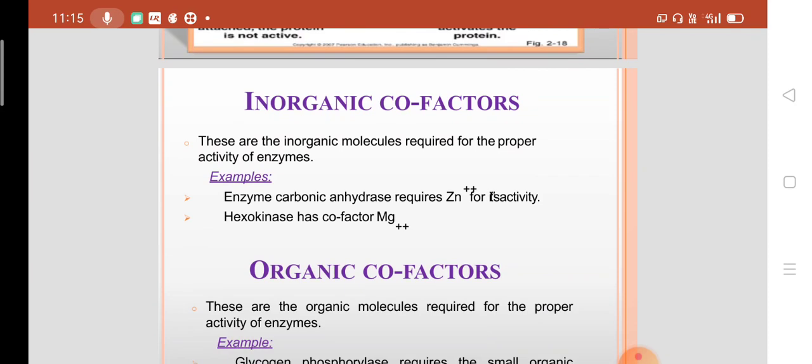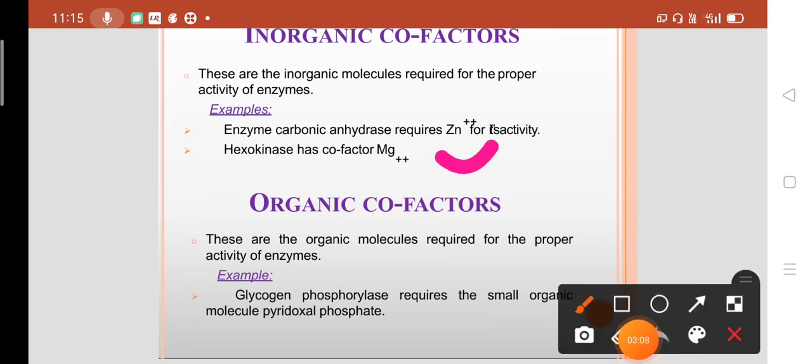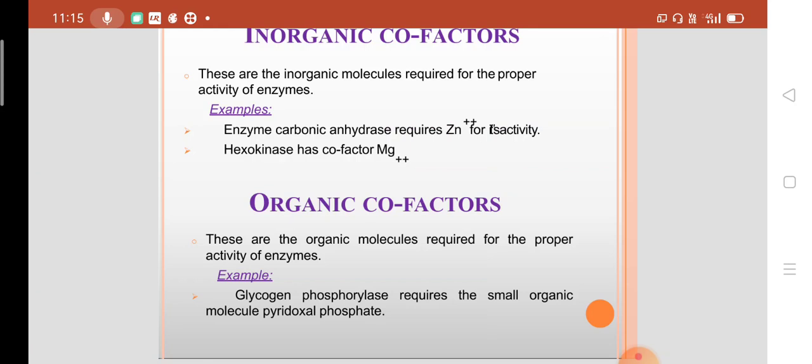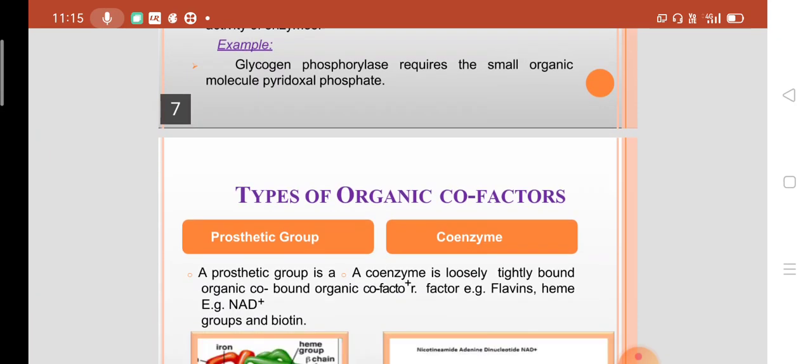Now, inorganic cofactors are the inorganic molecules required for the proper activity of enzymes. For example, the carbonic anhydrase enzyme requires zinc for its activity, and hexokinase requires Mg2+ for its activity. Organic cofactors are the organic molecules required for the proper activity of enzymes. For example, the enzyme glycogen phosphorylase requires the small organic molecule pyridoxal phosphate.